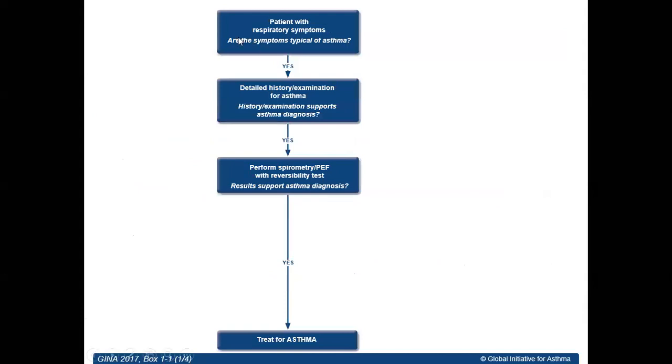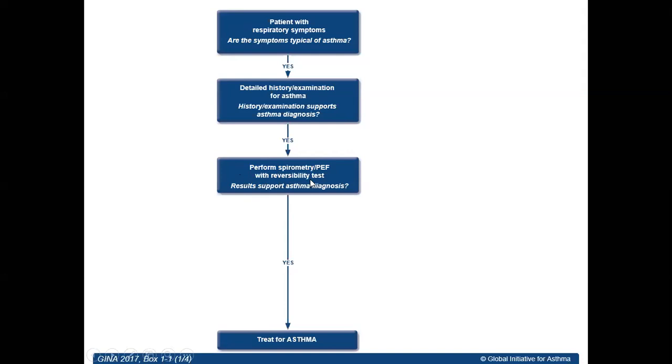So if there is an algorithm, how will you manage asthma? You ask for symptoms. Are there any symptoms like those already mentioned? Are there symptoms of asthma? Yes. Then go for a detailed history and examination. Is the detailed history and examination supporting the diagnosis of asthma? Yes. Then go for objective spirometry, and in the spirometry you also have the reversibility test.